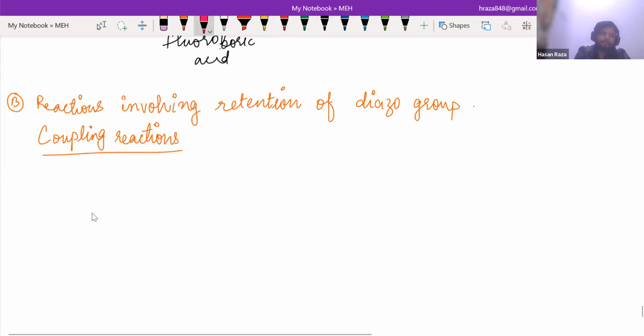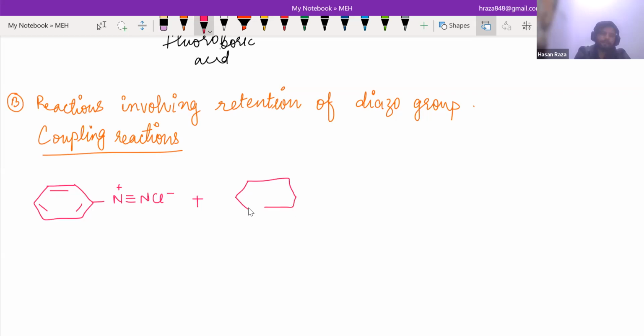And let's see how the diazo group is retained in the compound. So this is your ArN2+Cl-, and you are going to react this with phenol. Wait a minute.